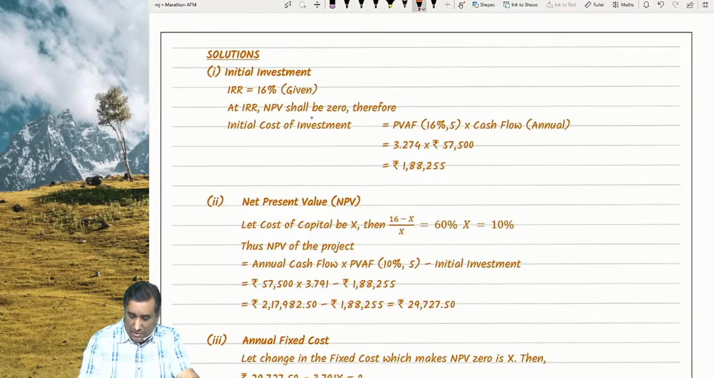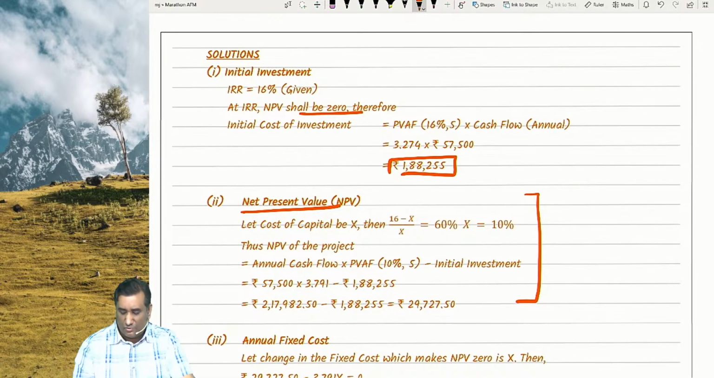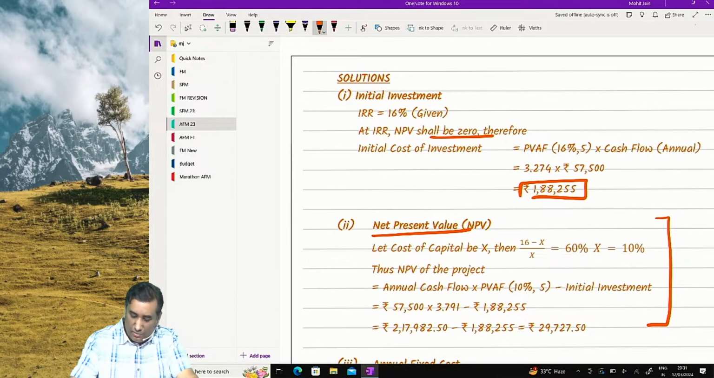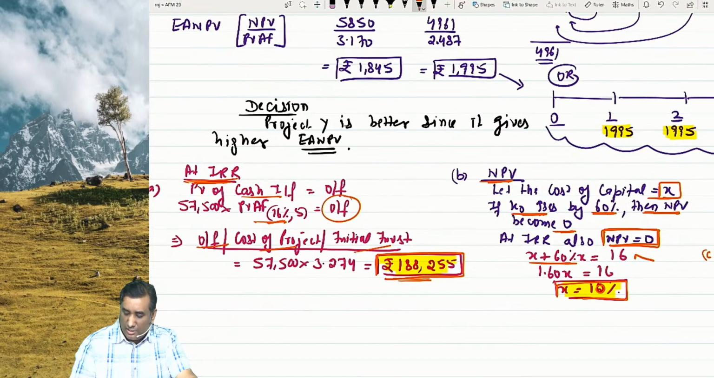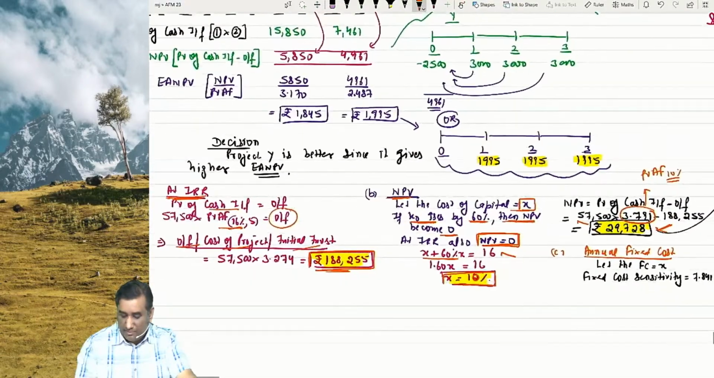This given NPV should be 0, 188,255. Net present value, basically he is applying some formula. I have done it in simple language. What I have done is, we know at IRR also NPV is 0, and KO increases by 60 means NPV will become 0, and we have solved this equation. So when we solve this equation, I get my NPV solution.